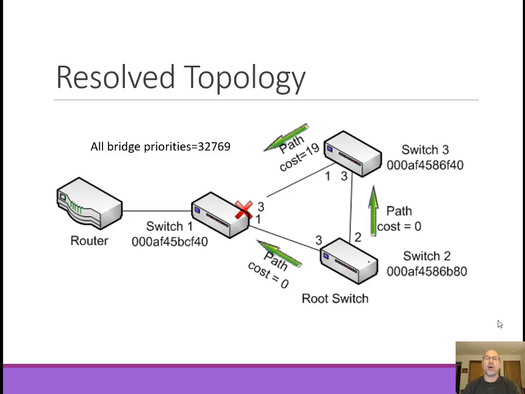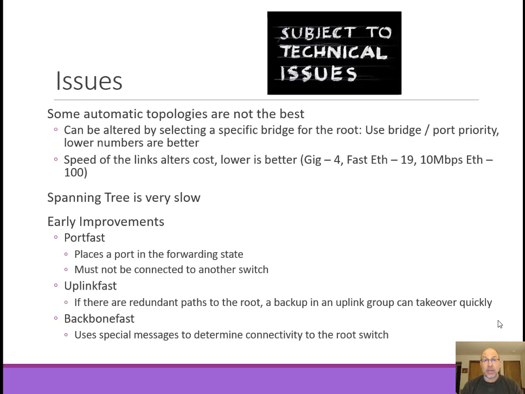Just a quick note on priorities here. The priority always starts as a base of 32,768. And that's for Cisco devices, but a lot of vendors do the same thing. And the 32,769 is because we're 32,768 plus the VLAN, which in this case is VLAN 1. So 32,769.